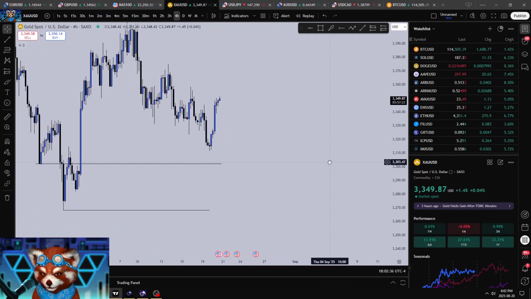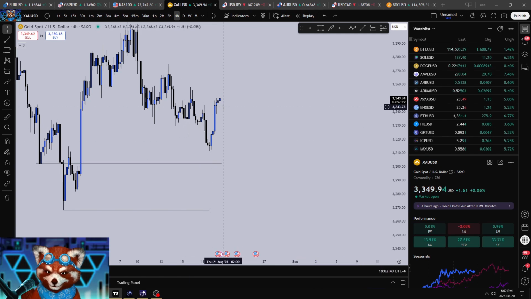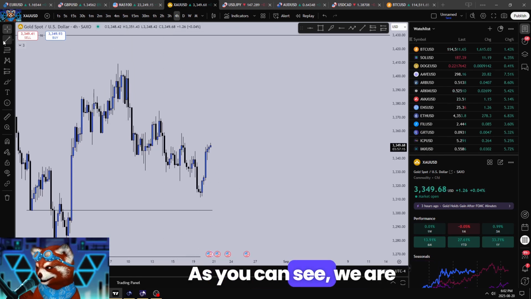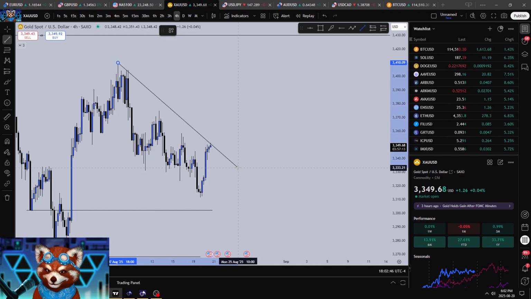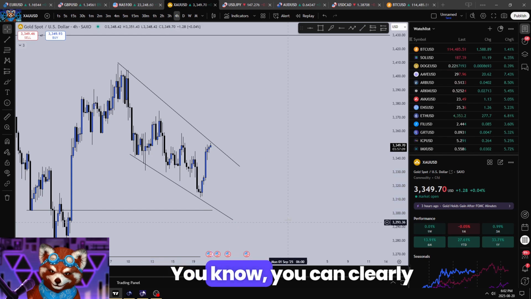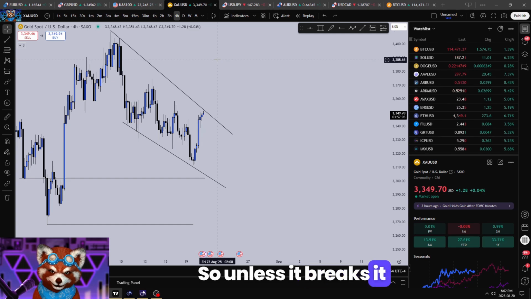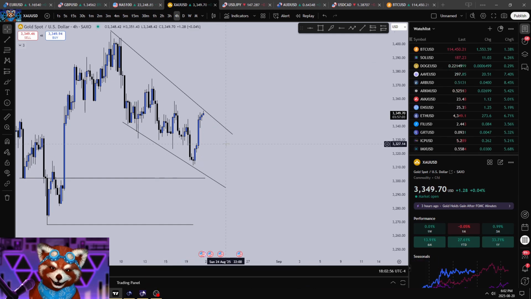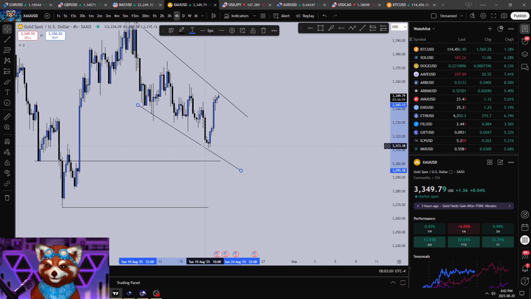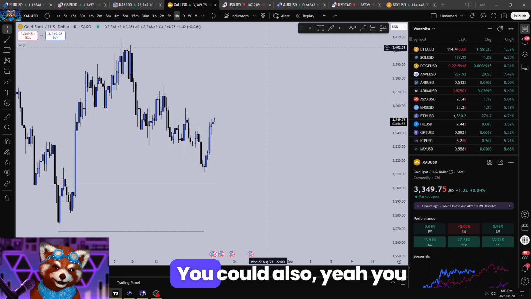Gold. It didn't sweep like I wanted it to sweep, so I'm going to be waiting for that. As you can see, we are in trend down. You can clearly see we are going down. So unless it breaks it and shows a lot of bullishness, I would prefer to sweep and then look for longs.